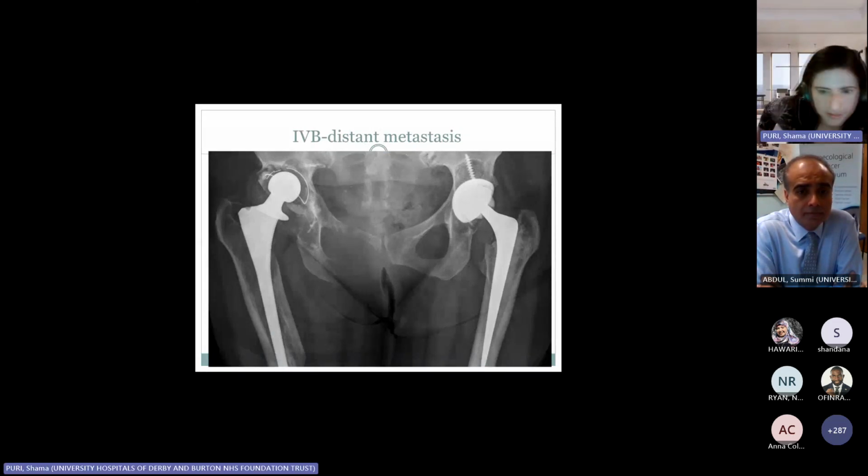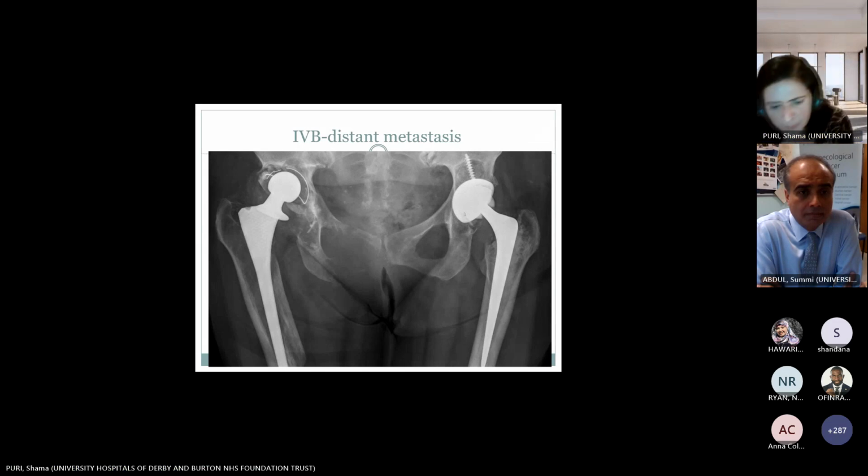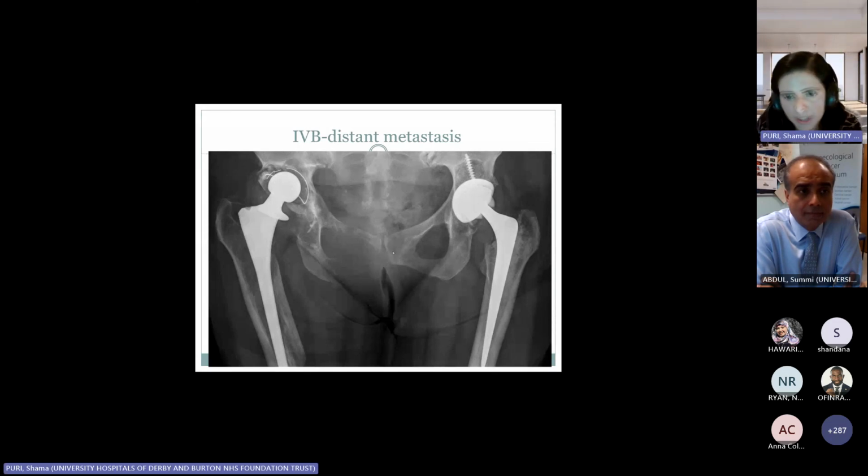4B, distant metastasis. Only a minority of endometrial cancers show distant metastasis at presentation. I've put these two cases because they were interesting. They both had distant metastasis from endometrial cancer, which was undiagnosed at that time. This lady, as you can see, she's got bilateral hip replacements. She was having pain on the right side of her pelvis, which she attributed to her right hip replacement, which was done recently. So there was a little bit of delay in presentation.